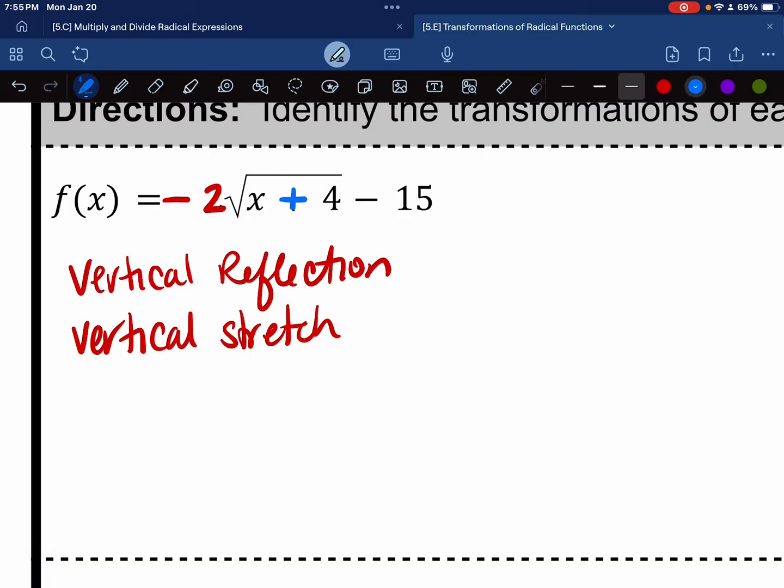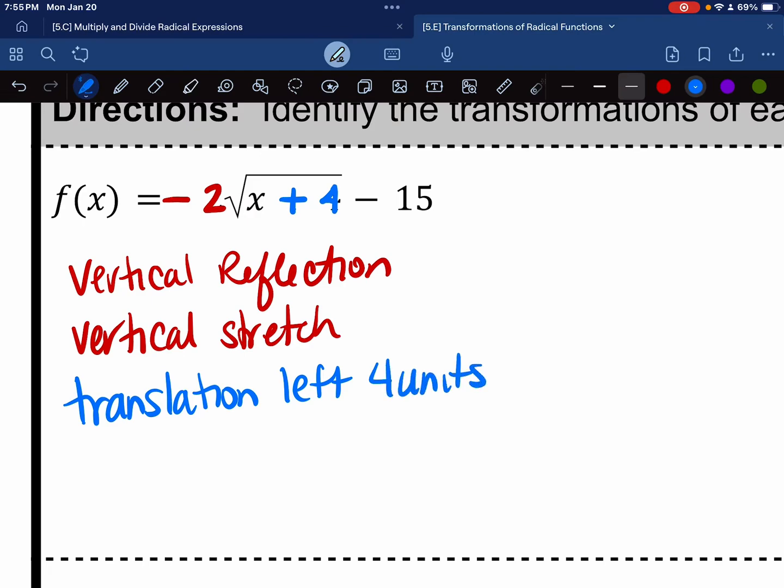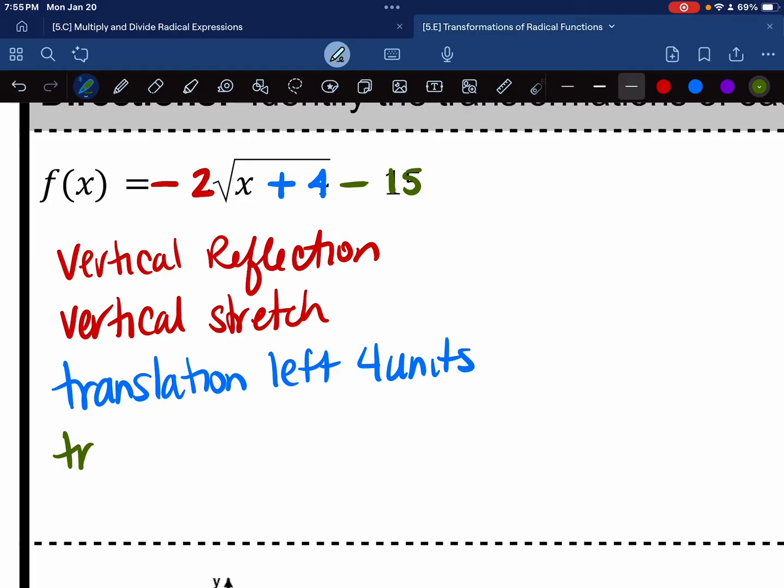All right, now this +4 makes it an H value, right? And that is a translation to the left. You need to make sure that when you're describing translations that you use the word translation. Some of y'all just use directions, and that's not true. Because a direction isn't actually telling you what's happening. A direction is just saying which way it happens.